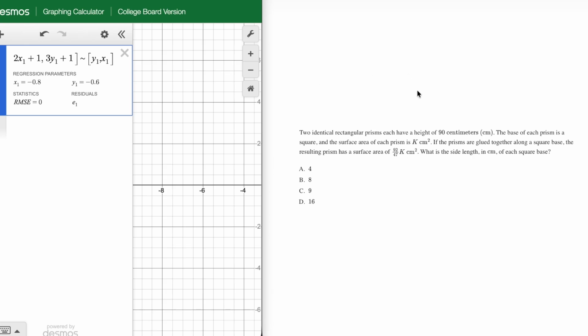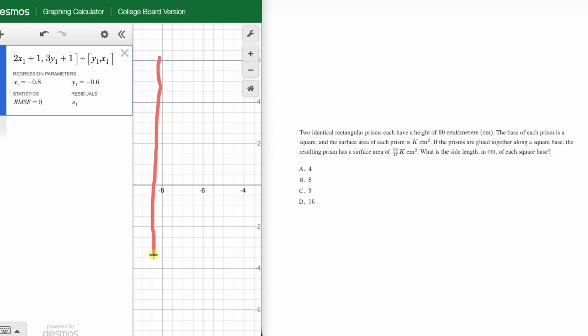This example problem is saying that two identical rectangular prisms each have a height of 90 centimeters. The base of each prism is a square, and the surface area of each prism is k centimeters squared. If the prisms are glued together along a square base, the resulting prism has a surface area of 92 over 47 k centimeters squared. What is the side length in centimeters of each square base? So this sounds very complicated, but once you make the equations, it's not that bad.